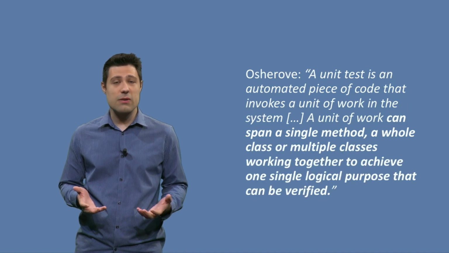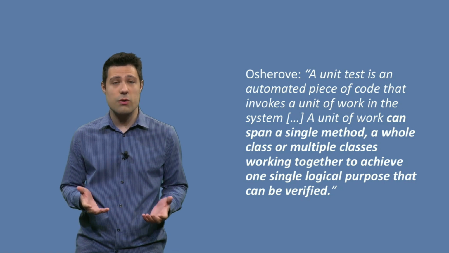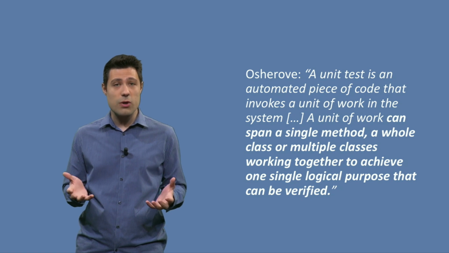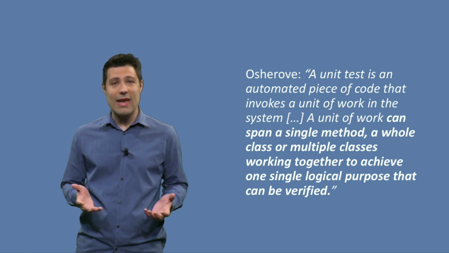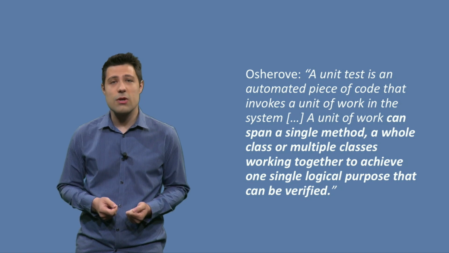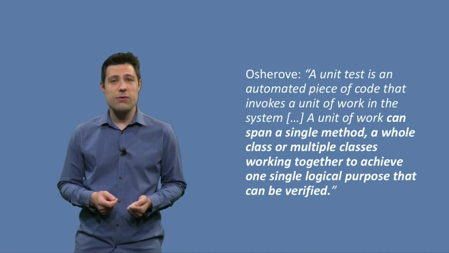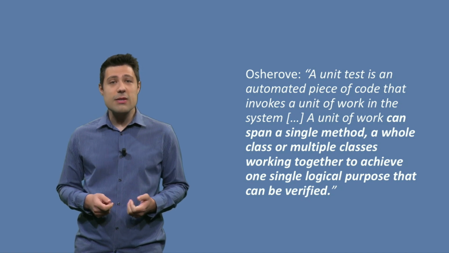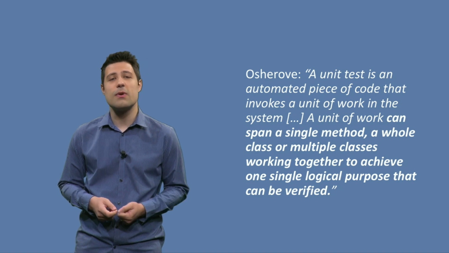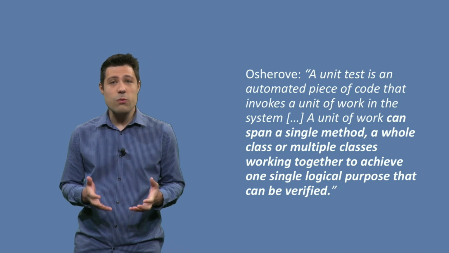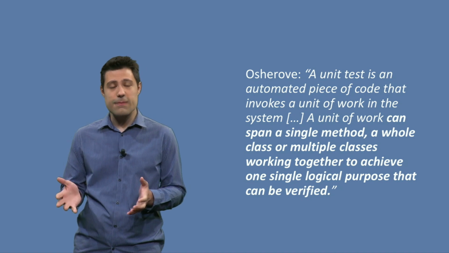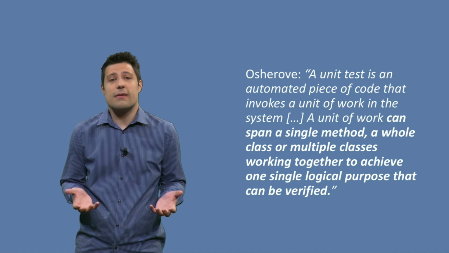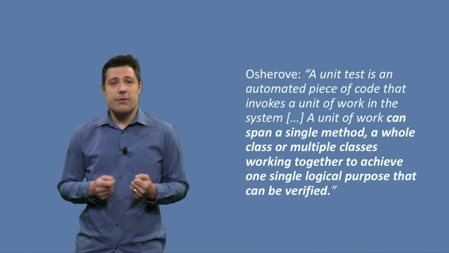If we go to another definition, for example, the one from Roy Osherove, he says a unit test is an automated piece of code that invokes a unit of work in the system. And a unit of work can span a single method, a whole class, or multiple classes working together to achieve one single logical purpose that can be verified. So, pragmatically speaking, this means that as much as possible, our classes will be very cohesive, and we will be able to test just that class in isolation. But sometimes we need more than one class to test the whole behavior that we want. And then we will put these classes together.